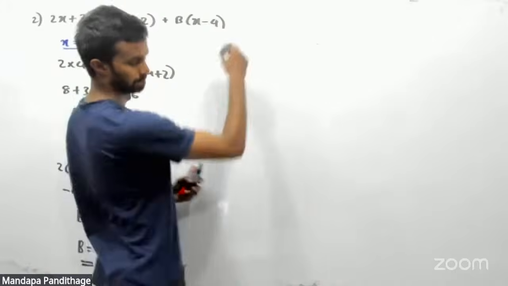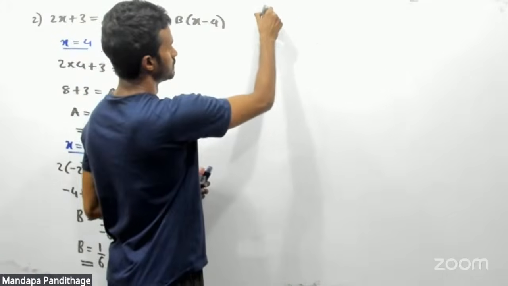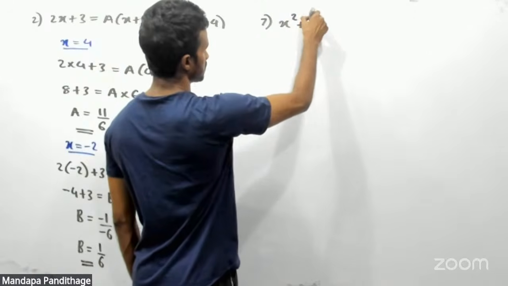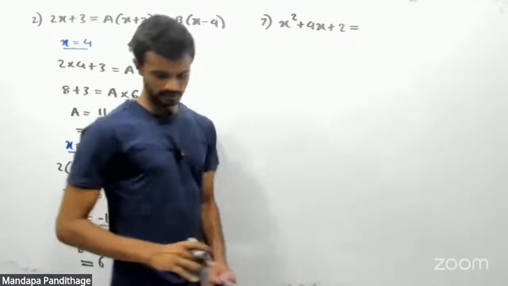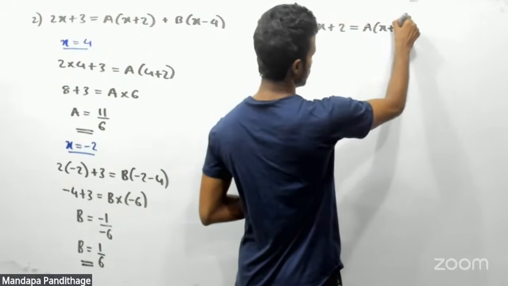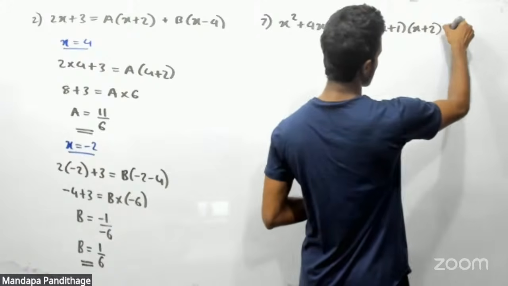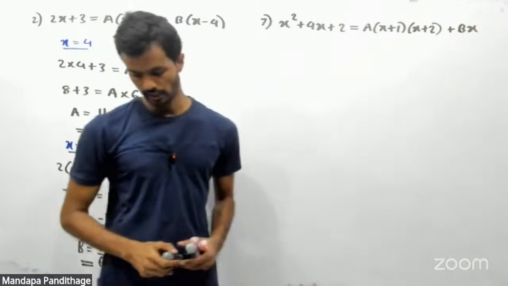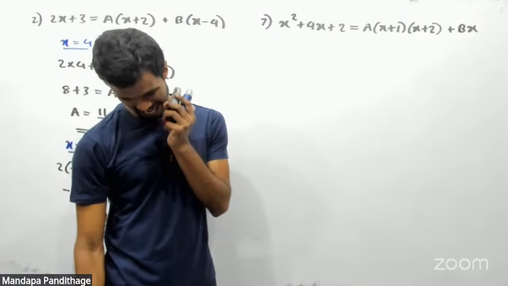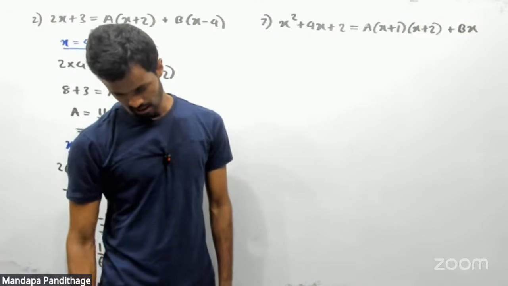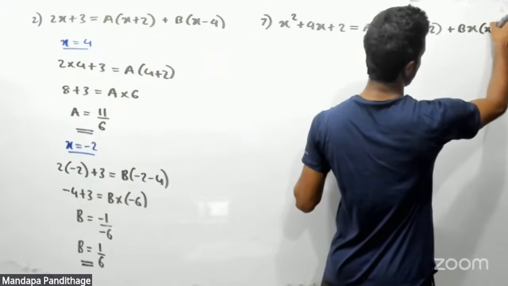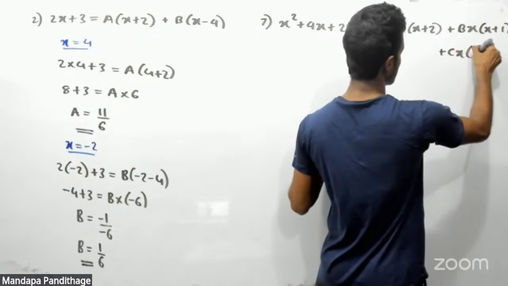Okay, so look at this question number 7. We have x squared plus 4x plus 2 is equal to a times x plus 1 times x plus 2, and then we have bx times x plus 1 and cx times x plus 2.